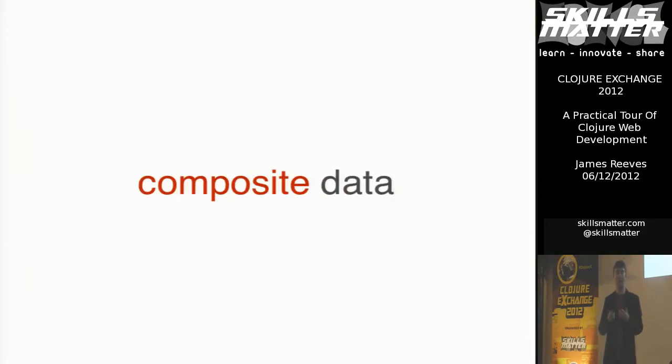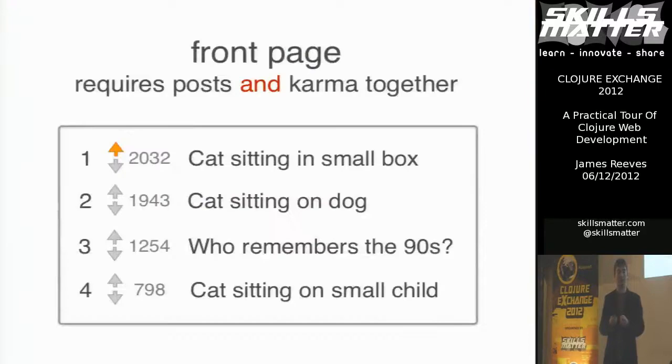But how do we deal with composite data? If we have, for instance, a front page of our social news site, and it requires posts and karma together. So this is an idea of some posts, and they have some karma. And we know that social news sites are all about people reminiscing about the 90s and cats. So we want a front page with posts and karma together. But we've just said we're going to put posts and karma in their own separate silos.